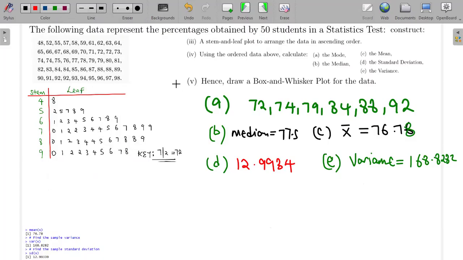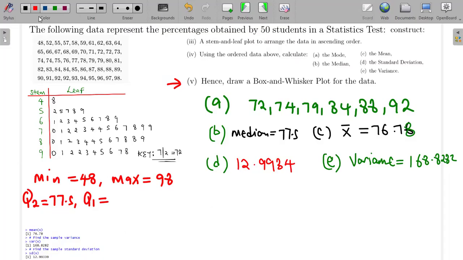So meaning I'm just remaining with this part, which says, hence draw a box and a whisker plot. To draw a box and a whisker plot, we need to find the minimum. So the minimum is 48. Then the maximum is 98. Then we have to find the median, sorry. The median is known as Q2. So the median is 77.5.